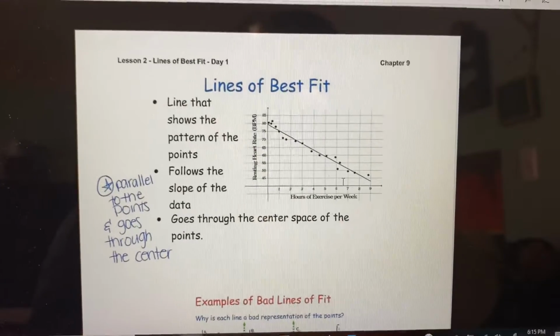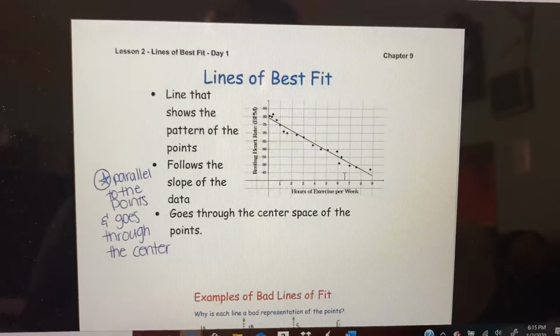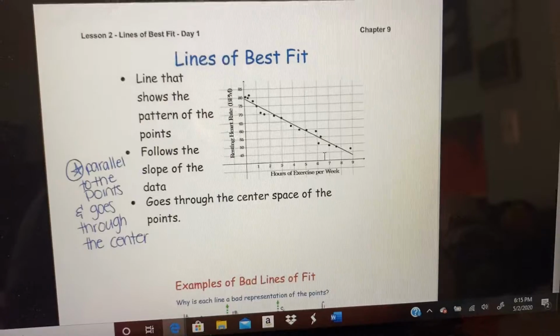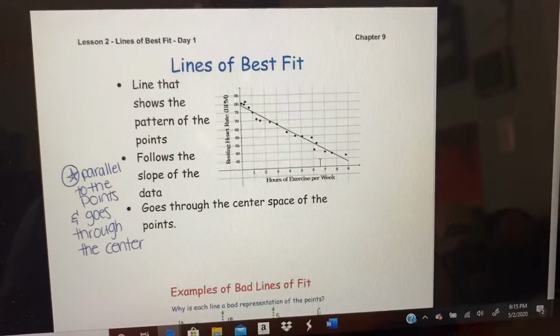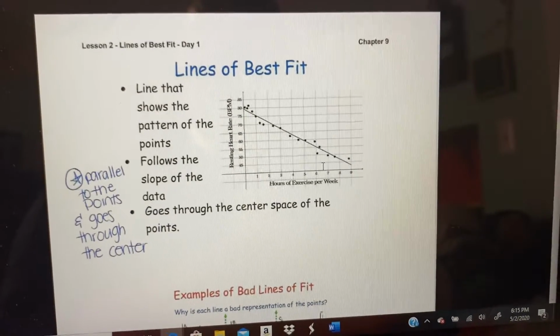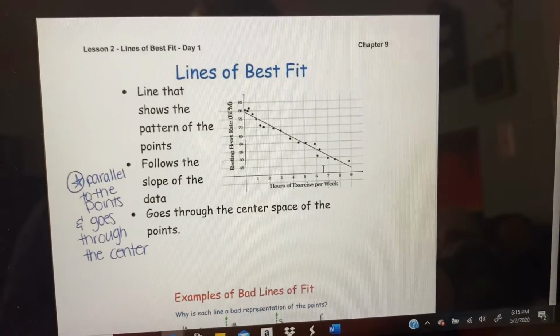So the little star on the side just gives you a highlight. You want to be parallel to the points and go through the center. What that means is you have to follow that slope just like this example in front of us does. And you want roughly the same number of points above the line as there are below the line. That's what it means by go through the center space of the points.